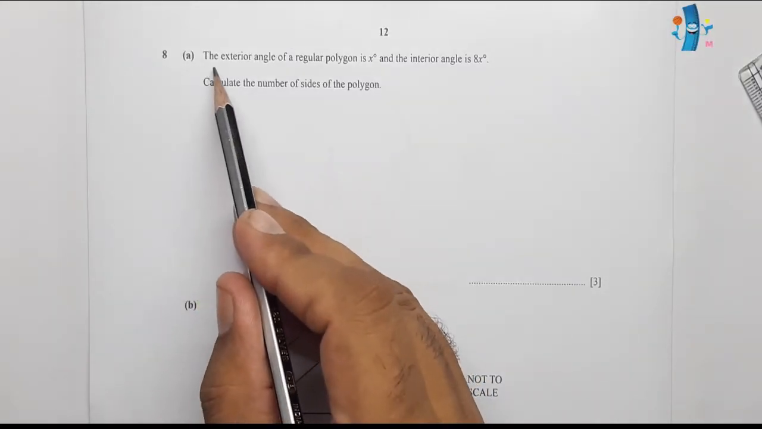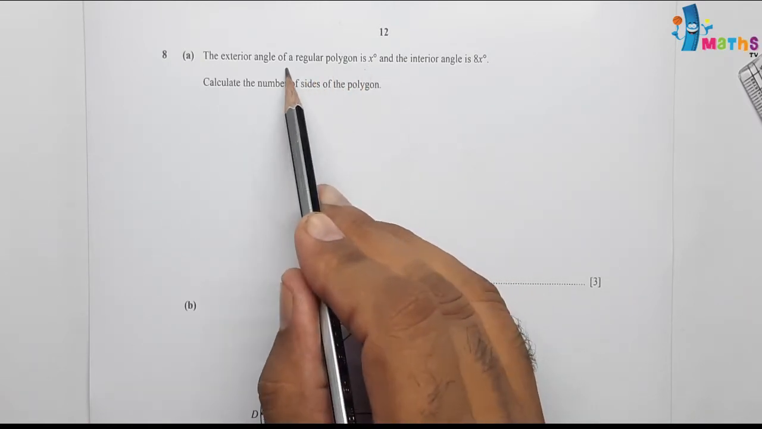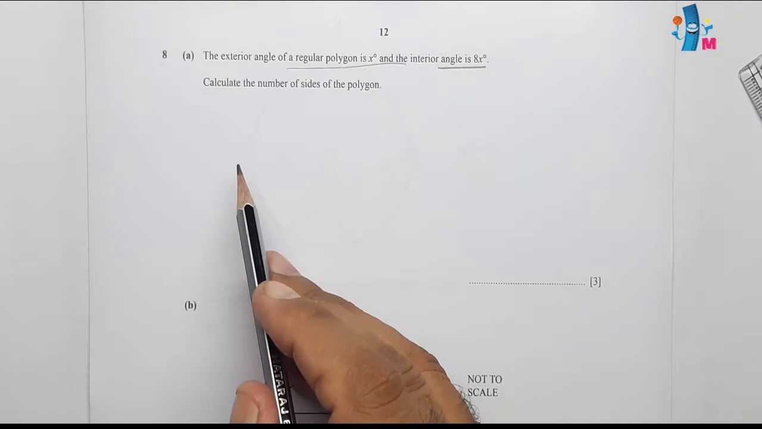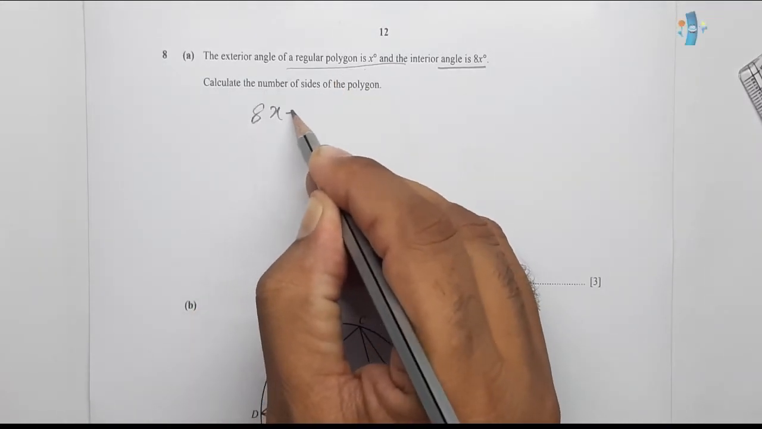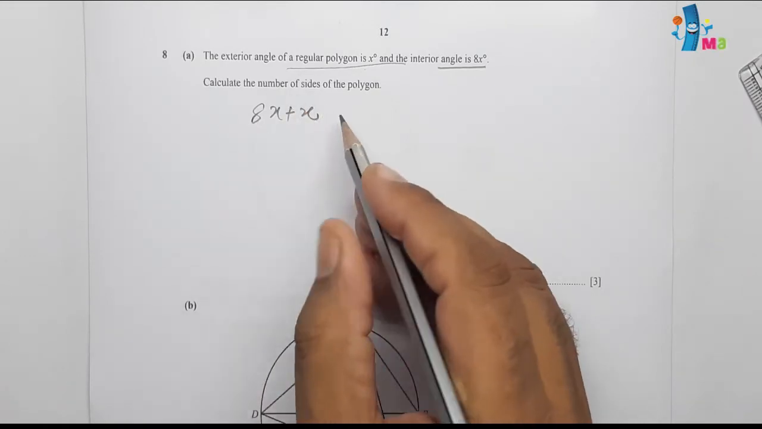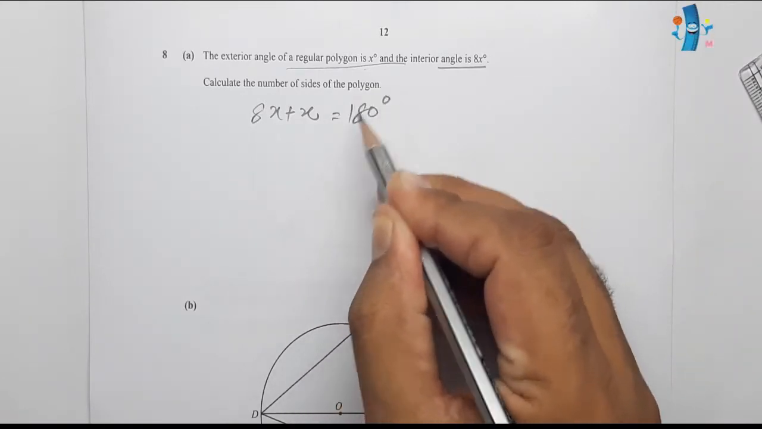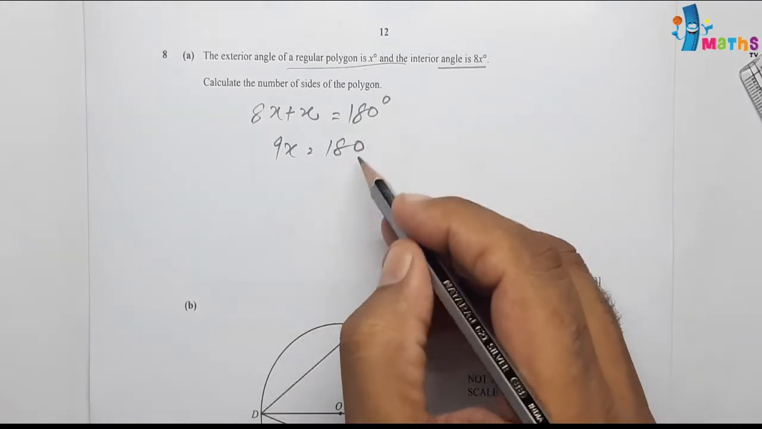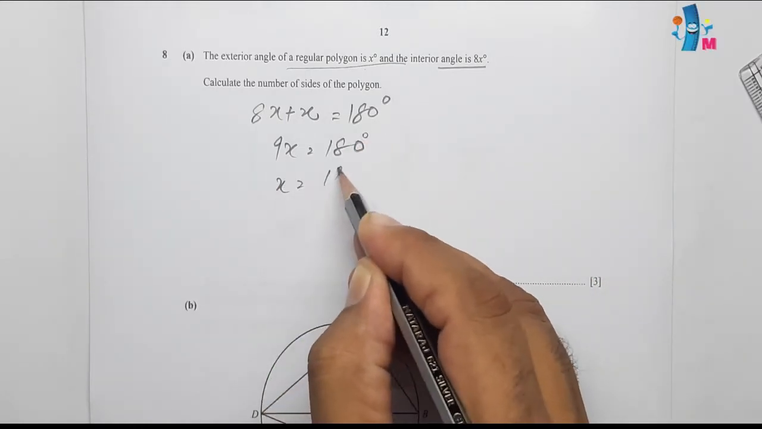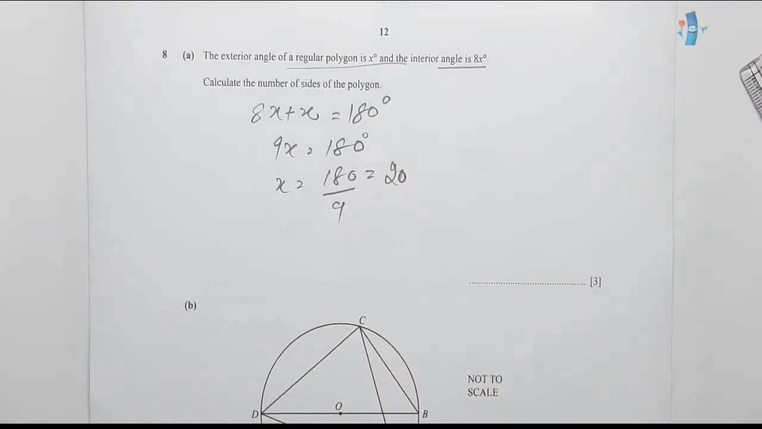Question number 8. The exterior angle of a regular polygon is x and the interior angle is 8x. Calculate the number of sides of the polygon. We know 8x plus x, both the angles, exterior angle plus interior angle, will be adding up to 180. So we can write this one equal to 180. So 9x is equal to 180 degrees. So x will be equal to 180 divided by 9, which is equal to 20. So this is, x is equal to 20 degrees.